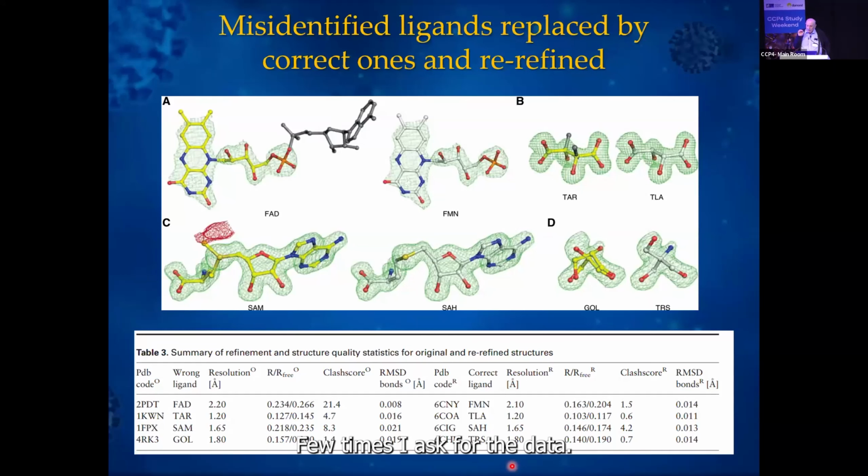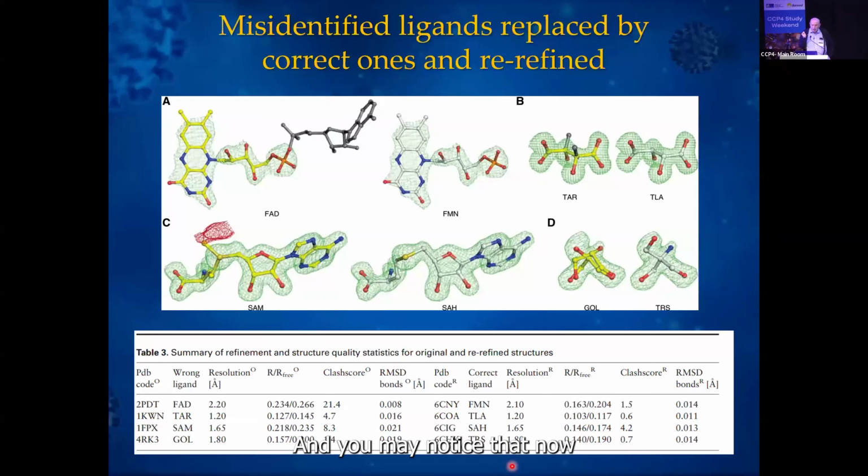Yes, a few times I asked for the data, I didn't get the data back, but it was a new deposit. I think that I succeeded. I do not need one more deposit. I want structures to be correct. So this is very, very important to stay in contact with structures.